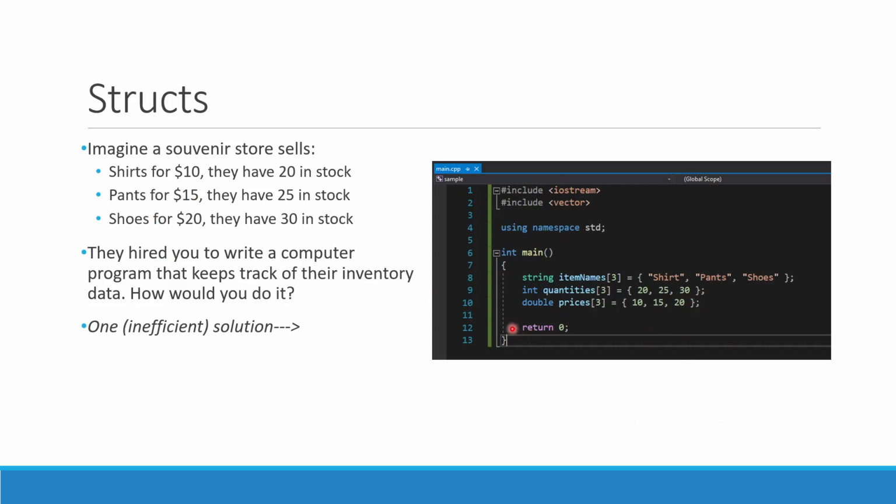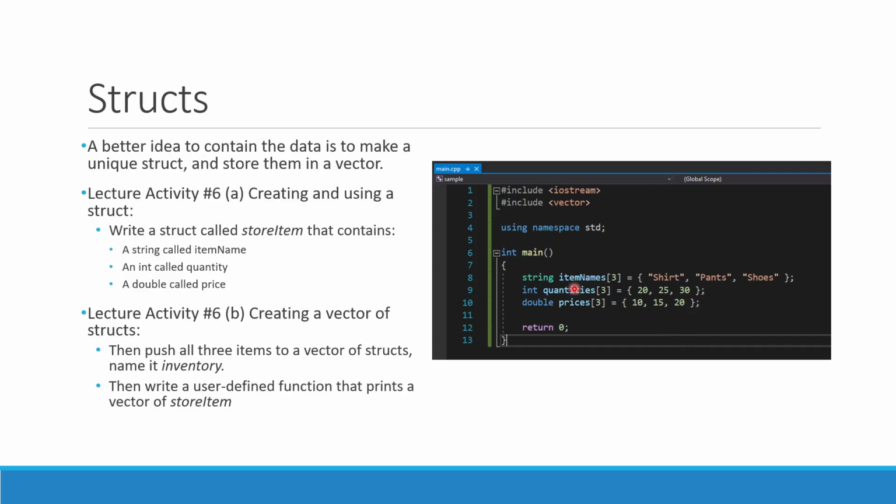But if you think about it, this is a really cumbersome and really inefficient way of storing our data. A better way to store our data would be to group it so that shirts, 20 and 10, are items in one container. Pants, 25 and 15, are objects in another container, and then shoes, 30 and 20, are objects in another container. That would be a better way to do it. So, a better idea than this, okay, would be to contain the data in a unique struct and then store them in a vector.